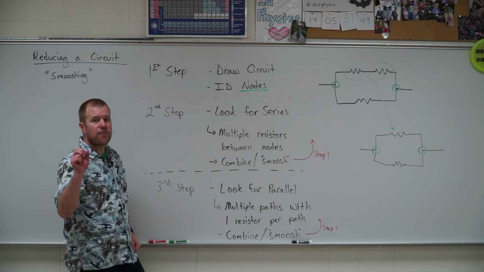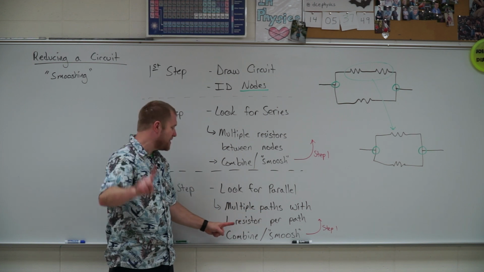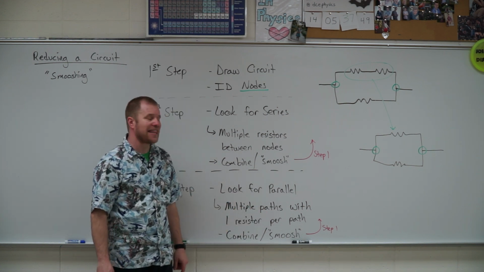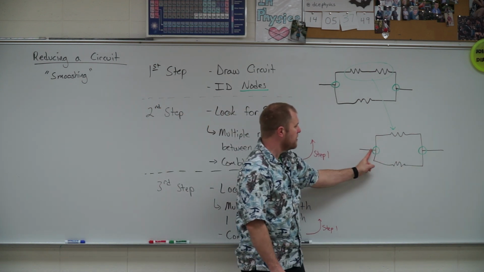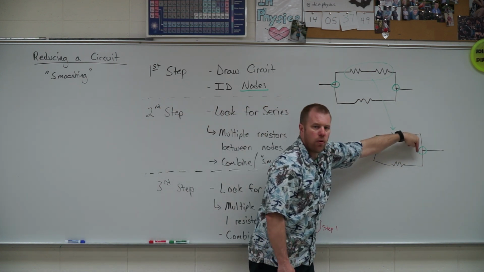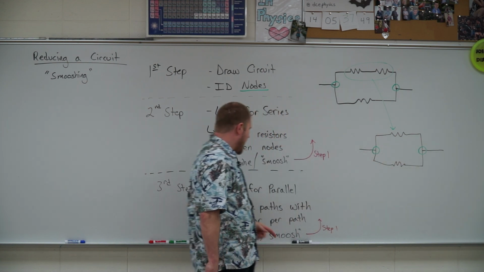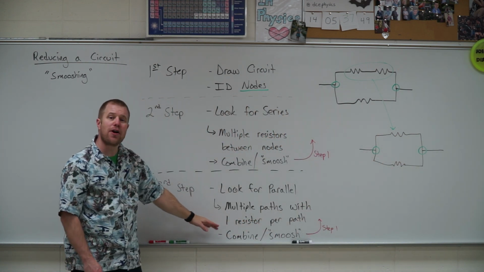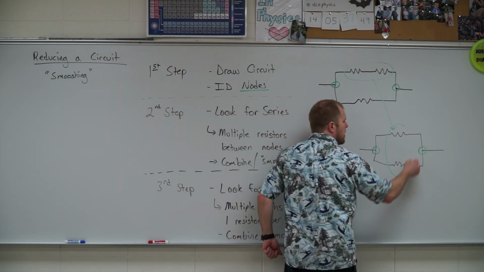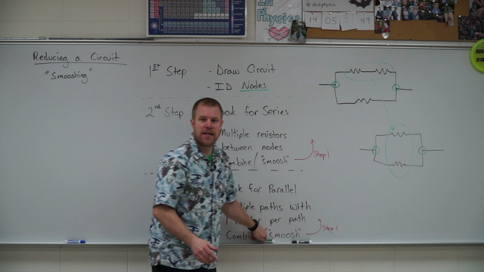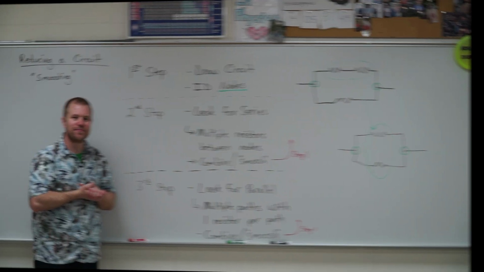Step 3, we're looking for parallel this time. That means we're looking for multiple paths with only 1 resistor per path, and this is between nodes. So when I go from this node to this node, I can either go up, with only 1 resistor on that path, or I can go down, with only 1 resistor on that path. In that case, those 2 are in parallel, so I need to combine or smoosh them together into a single resistor. Back to the problem.